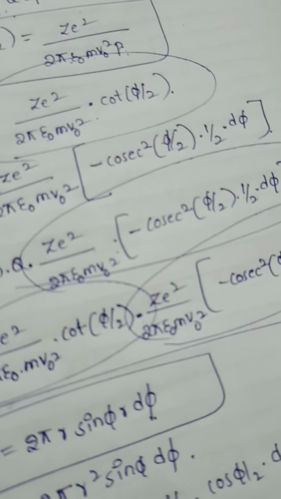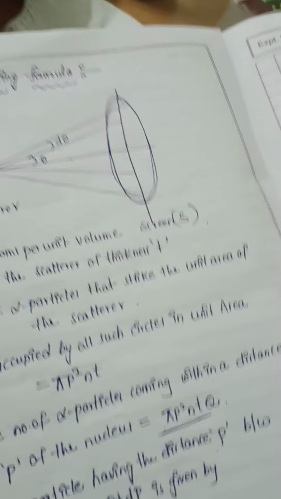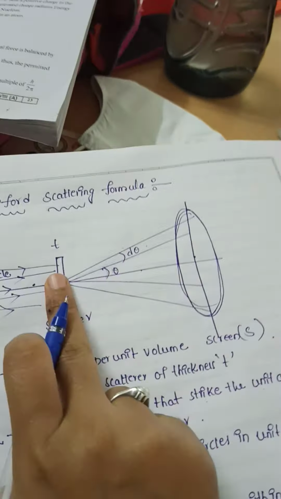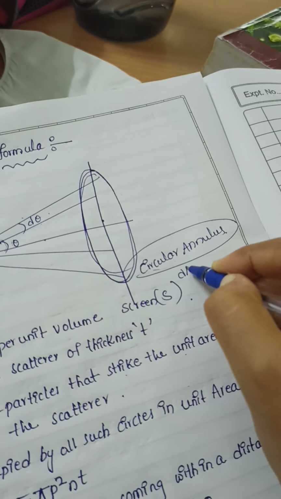And next, the number of alpha particles striking unit area. All the alpha particles are scattered in this area only. This area is called the circular annulus, and the circular annulus area is dA. That value is 2 pi r sin pi r d pi, so that is what I am writing here. Finally, I am writing the number of alpha particles striking per unit area.